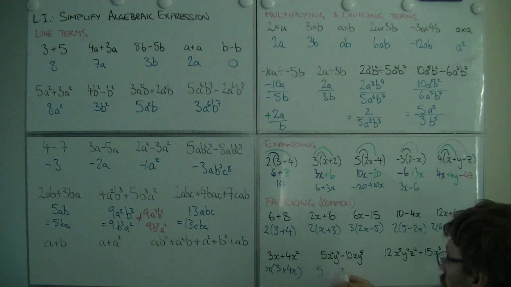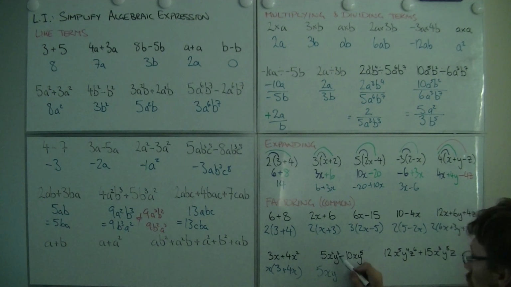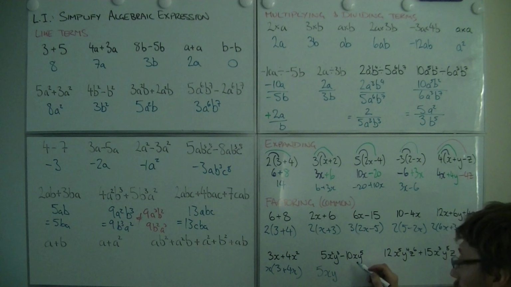Whoops. Cool. X's, yep, they're in common. Okay. Y's, they're in common as well. But hang on, I've got a whole bunch of y's in common. So you always take the lowest power. So in this case, x, the lowest power was a 1. Here, the lowest power is a 3.